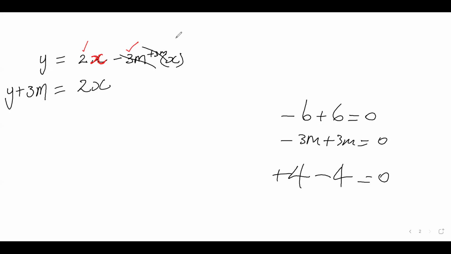It's negative. I have to add 3m. Once I add 3m, it's going to cancel off.